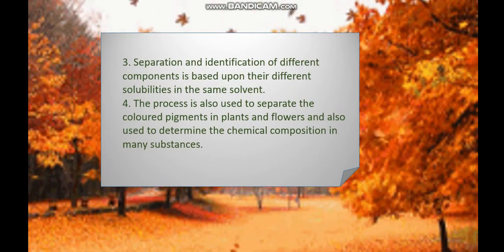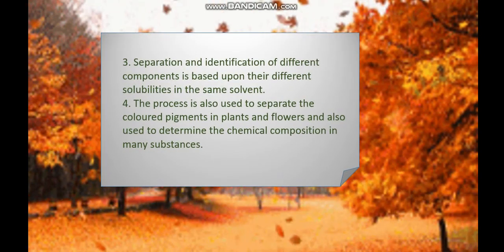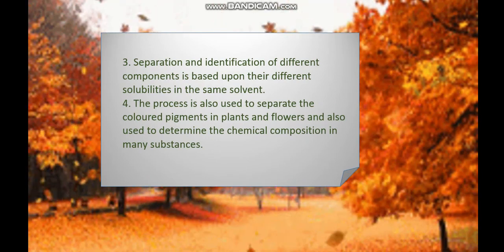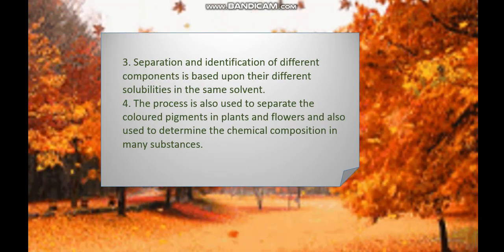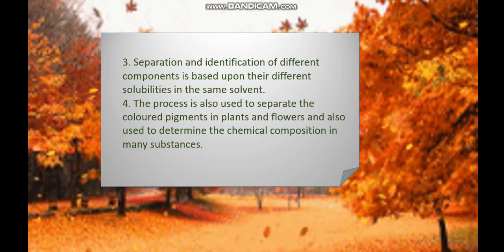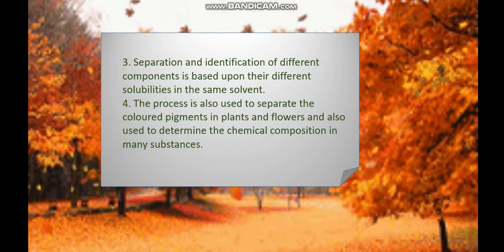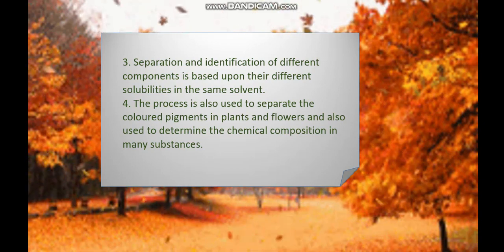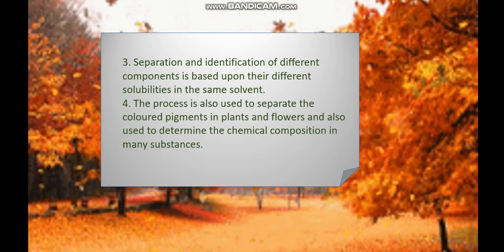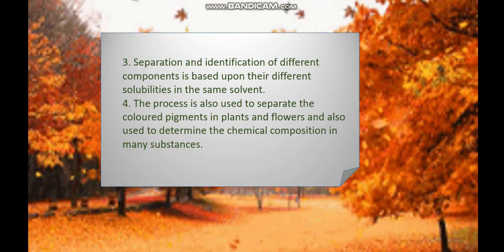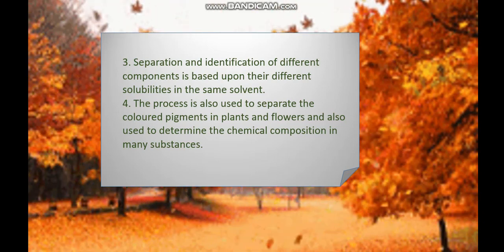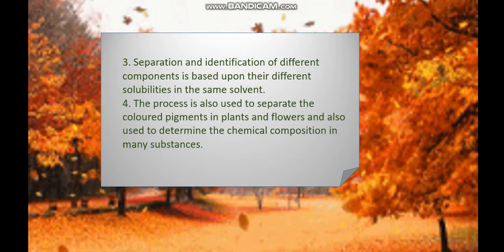The separation and identification of different components is based upon their different solubilities in the same solvent. As you have seen over here, the solutes are the dyes. The rate of solubility of the dyes in water is different. That is why we were able to separate them. The process is also used to separate the colored pigments in plants and flowers, and also to determine the chemical composition in many substances.